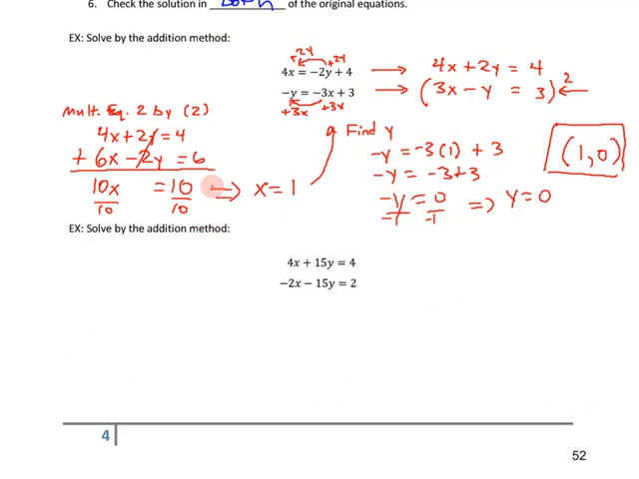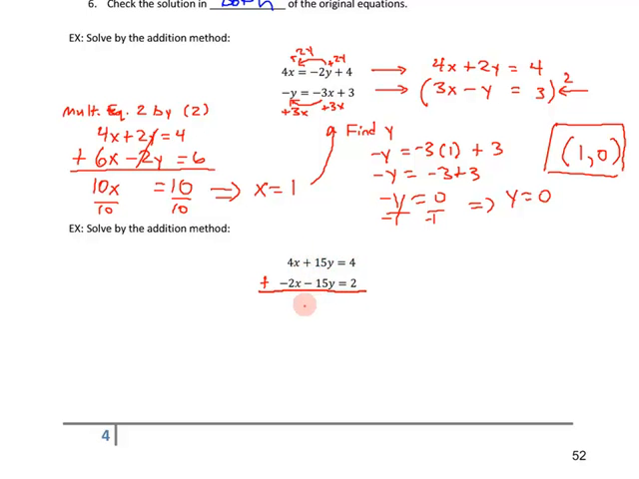In this example, this is a prime candidate for using the addition method, because when you look at it, you see that the y's will already cancel themselves out. So there's nothing I have to do in step 1 or step 2, right? I don't have to get it in standard form because it's already there, and I don't have to multiply anything in to get these things canceled. So now I just add both of these.